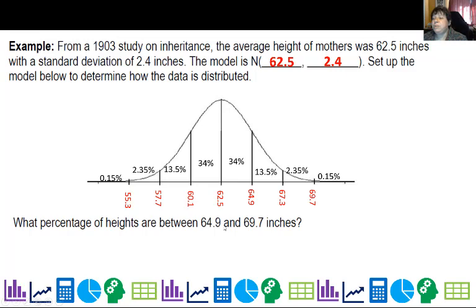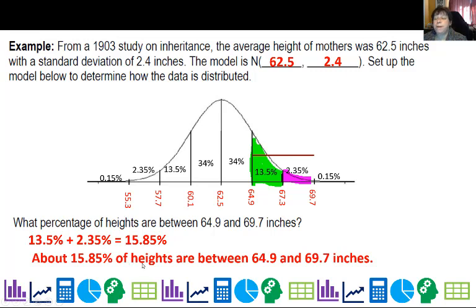Now I want the percentage of heights between 64.9 and 69.7 inches. Well, what would I do there? I know I want this area, and taking the green and the purple, that would basically add up to 15.85%. So I can say about 15.85% of heights are between 64.9 and 69.7 inches.